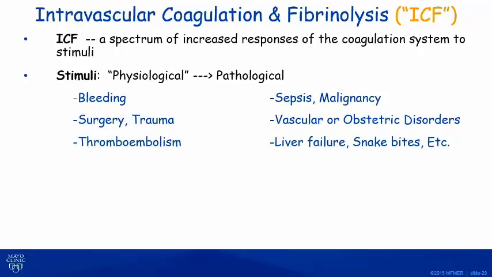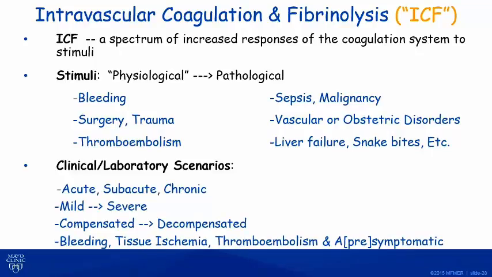So it's a physiological state that can become pathological, and some of the pathologic conditions are mentioned more on the right. The patterns can be acute. What we often think of can be chronic if you have a chronic intravascular situation such as an intracardiac thrombus or an aortic aneurysm. Can be mild or severe, can be compensated, meaning the factors are essentially normal. Bleeding is more common than thrombosis, but they both can occur.